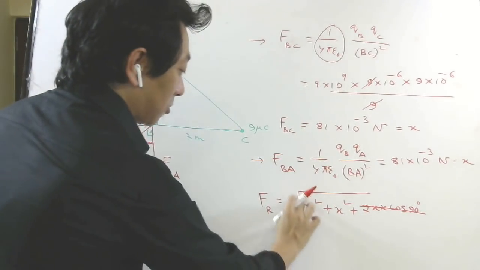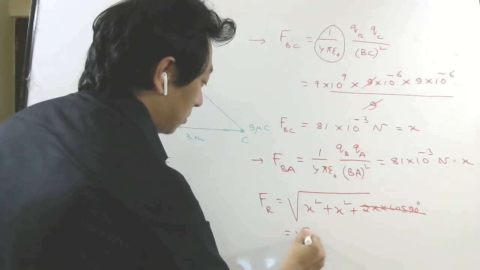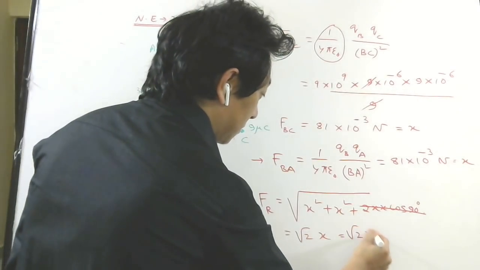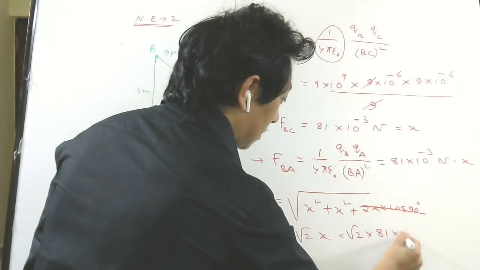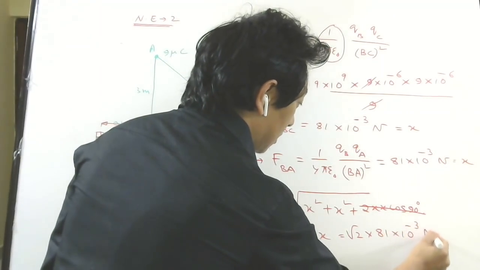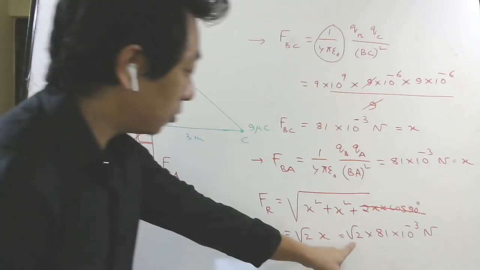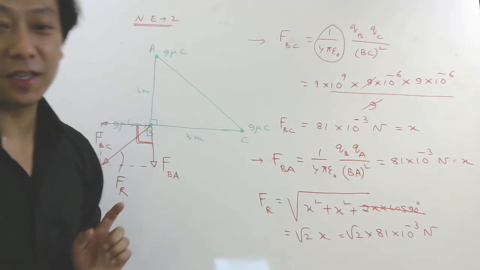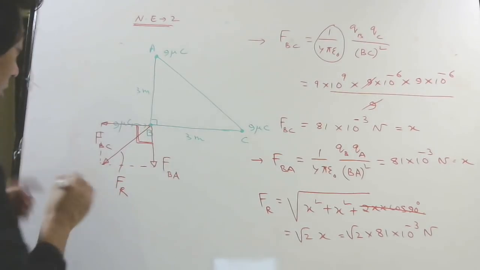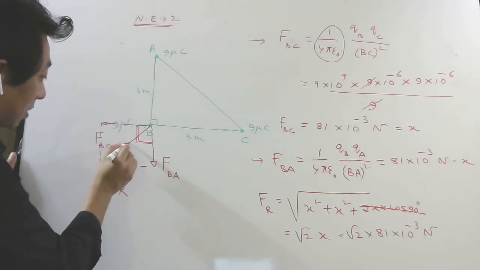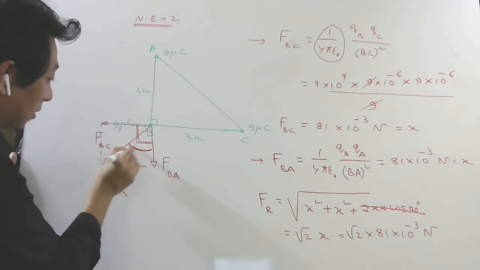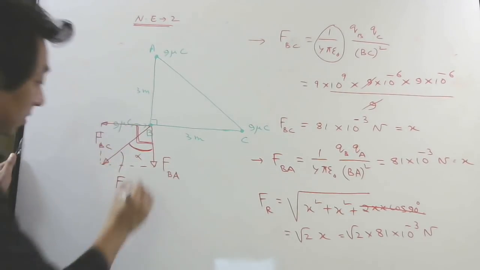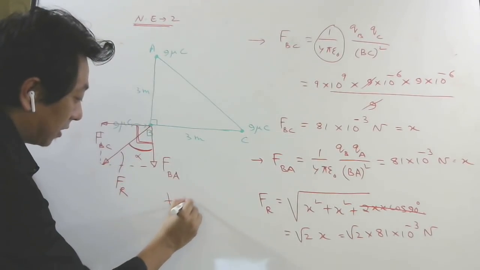So root of x square plus x square will be what? Root 2 x. And x we already know, 81 into 10 power minus 3 Newton. Okay, root 2 is 1.414. Use your calculator and multiply and get the answer. Now, if you want to know the direction, then you have to give either this angle or this angle. So let us give this angle. Let us call this angle alpha. Then this tan of alpha you calculate.